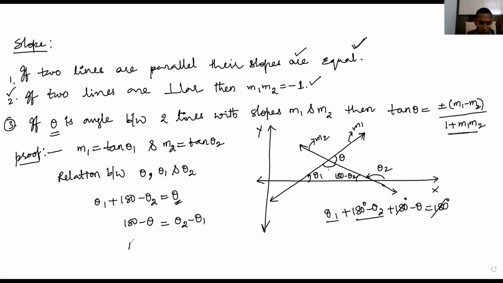Now apply tan: tan of 180 minus theta equals tan of theta 2 minus theta 1. Do you know tan of 180 minus theta? No, sir. So trigonometry, first we should know like this. Anyway, you remember this: minus tan theta equals tan of theta 2 minus theta 1. This also is a formula.